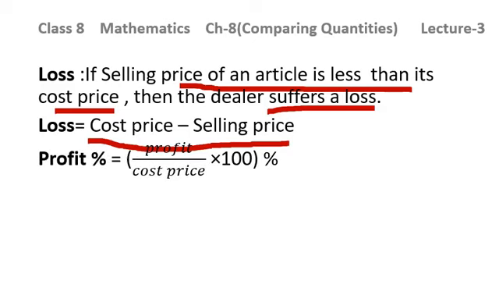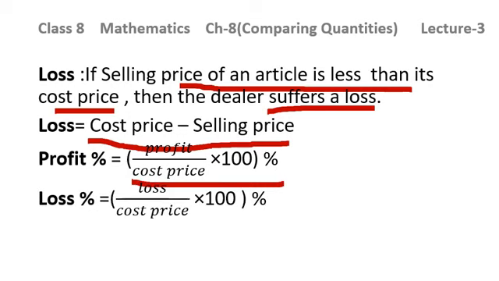Then profit percent is given by profit over CP into 100%. I told you that profit percent and loss percent both are calculated on cost price. So in the case of profit percent, profit over CP into 100%, this is the formula. Using this you can calculate the profit percent. Loss percent can be calculated with the formula loss over CP into 100%. That will give you loss percent.